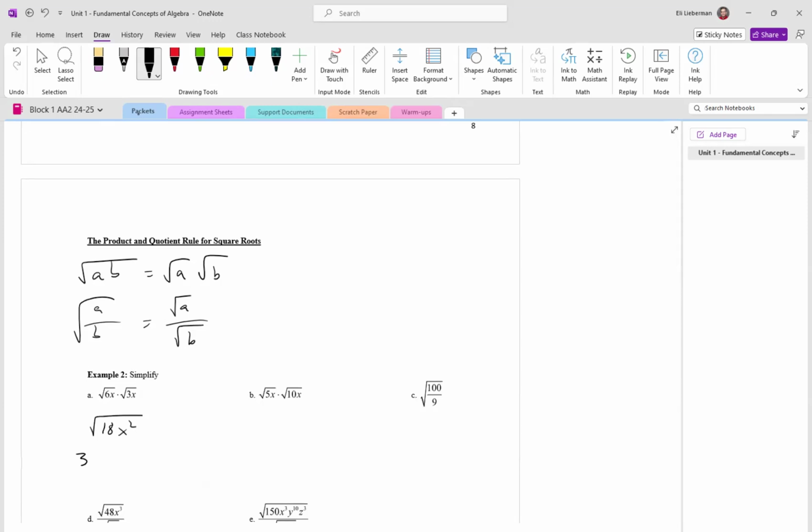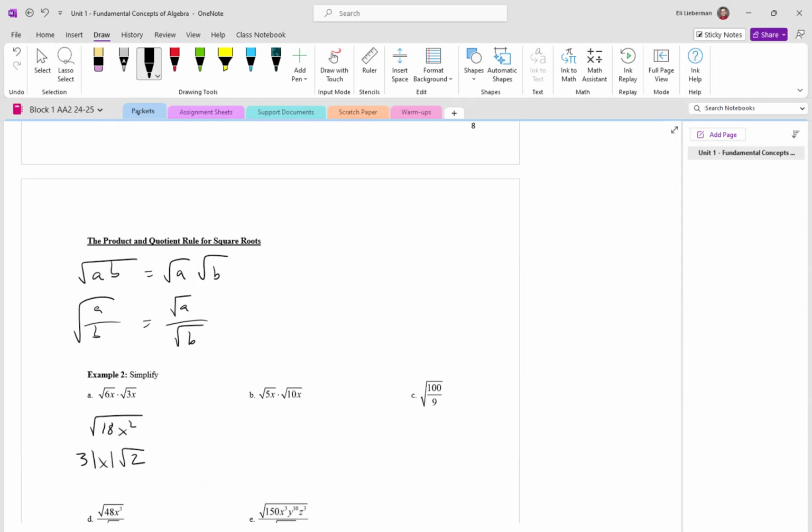So 3 comes out, doesn't it? What happens with that x squared? Absolute value of x times the square root of 2. What do you think? Why do we have to put the absolute value? Can you put the absolute value around the whole thing instead of just around the variable?